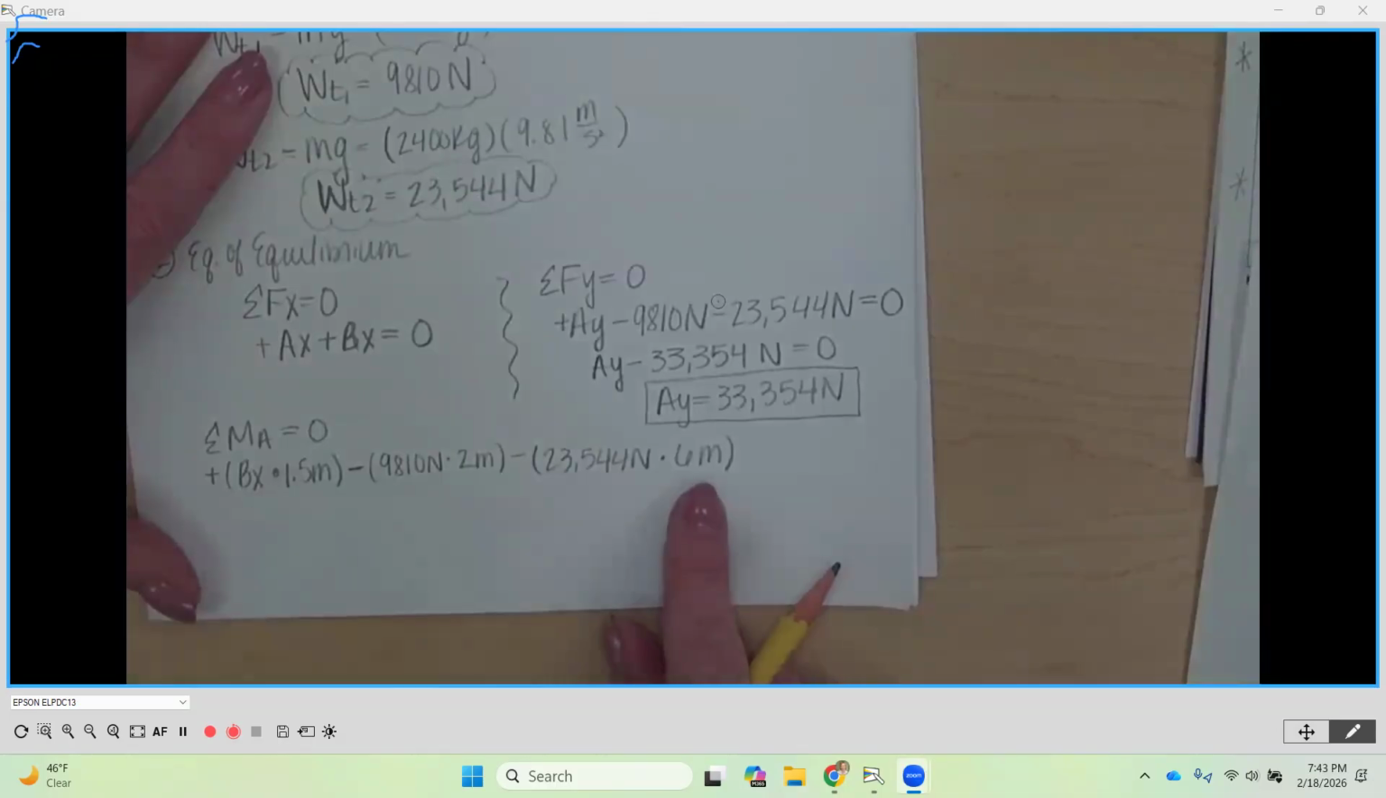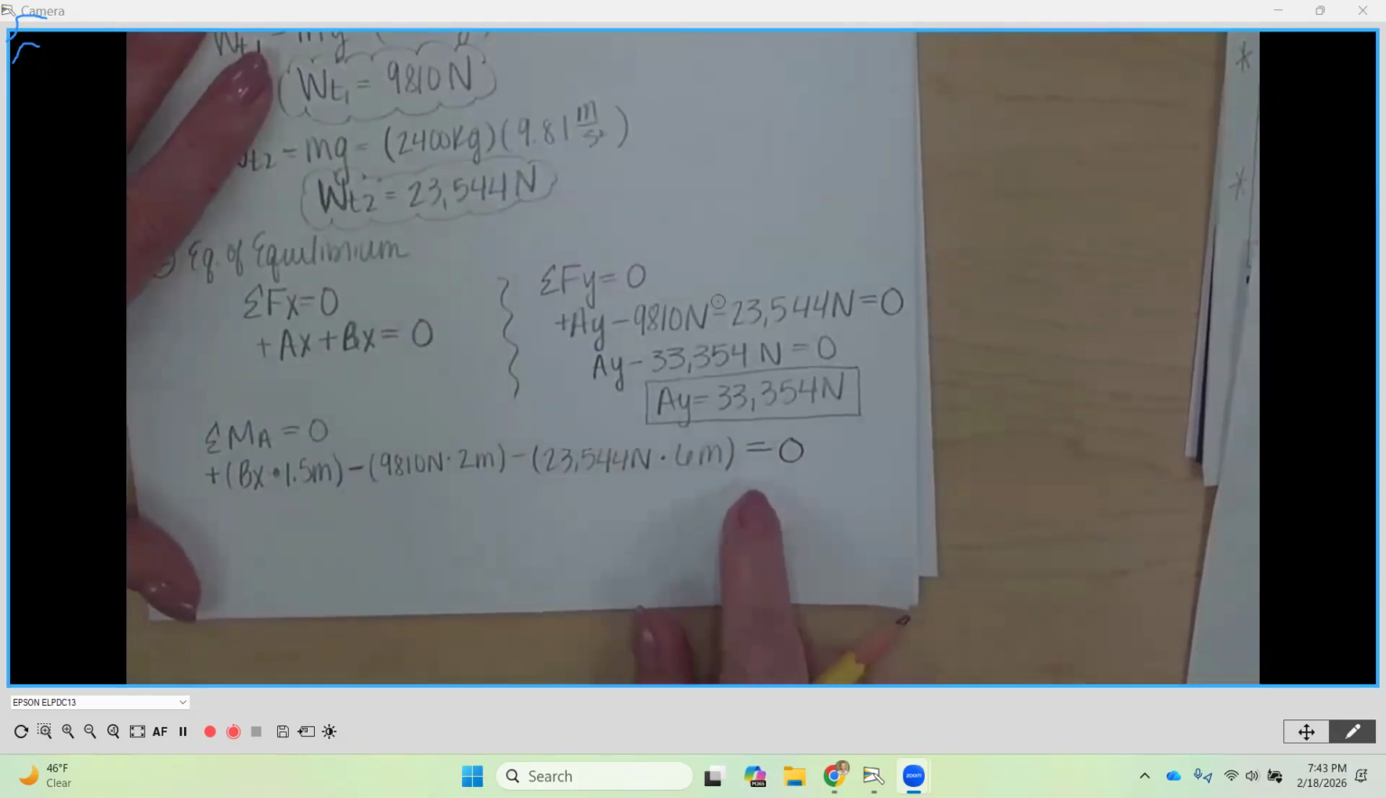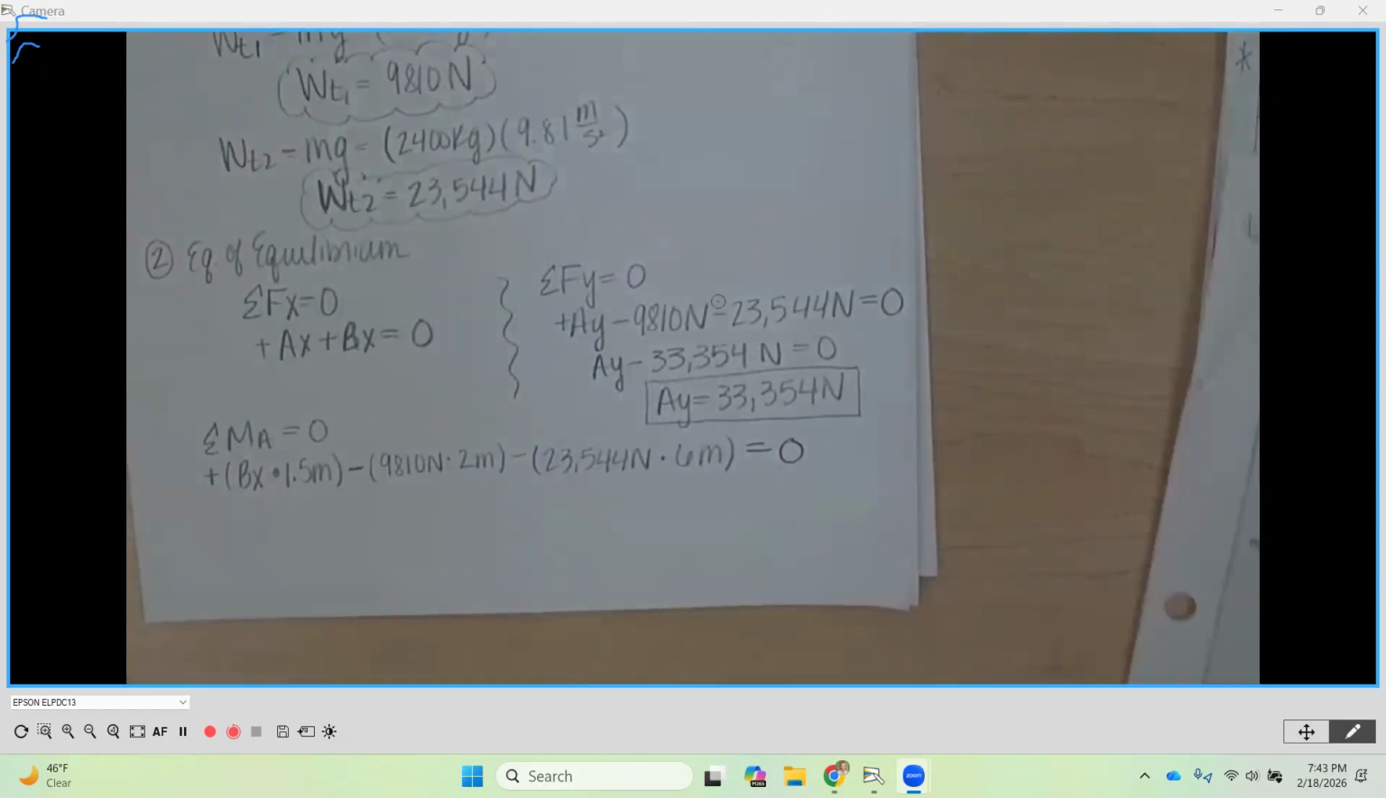This is the sum of my moments on the left-hand side about A. I'm going to set that equal to 0. So I complete my equation here. And now as I look, my only unknown is Bx. Go ahead and solve for Bx.